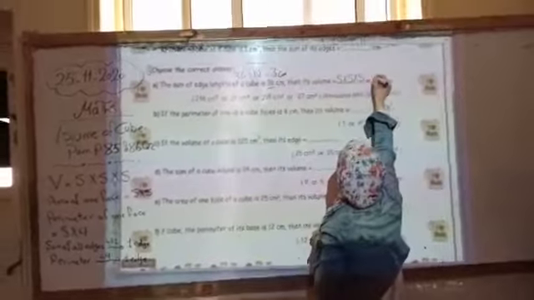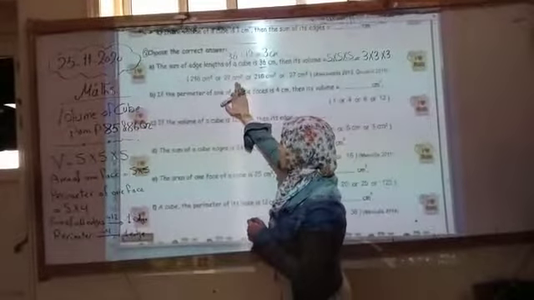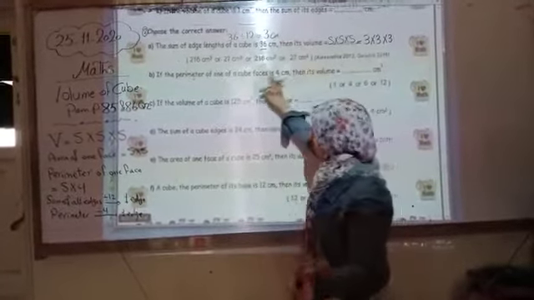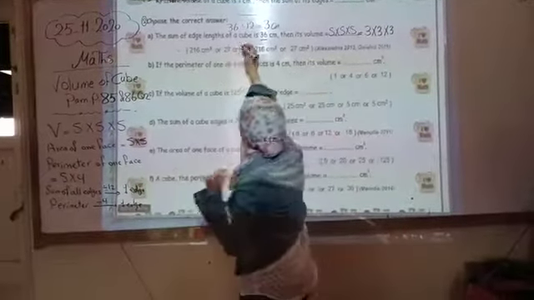Now I will make 3 by 3 by 3. 3 by 3, 9. 9 by 3, 27. 27 cubic centimeter, cubic centimeter because it's a volume.